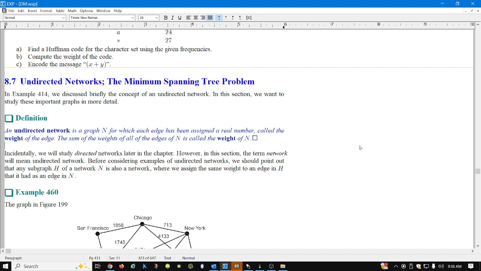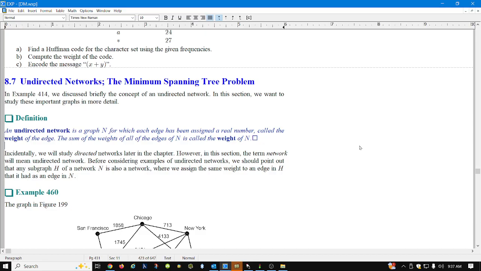An undirected network is a graph N for which each edge has been assigned a real number. That's what makes it a network. And that number is called the weight of the edge. The sum of the weights of all the edges in the entire network is called the weight of the network.